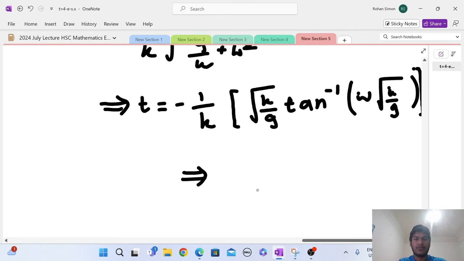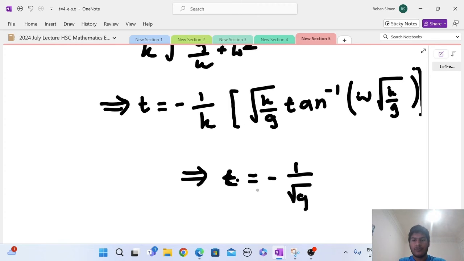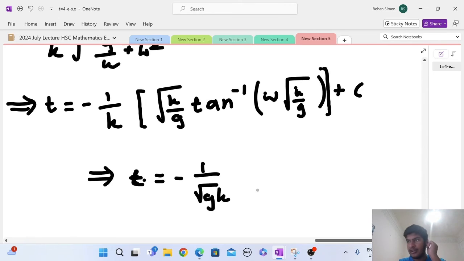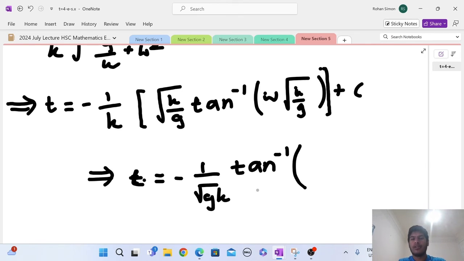And so we end up with the expression, if we do a bit of cancellation with this k and the k inside, we get t equals minus 1 on root gk, right? Because we've got a half power on the top, whole power on the bottom, so we can turn that into a half power on the bottom. Tan inverse w square root k on g plus c.